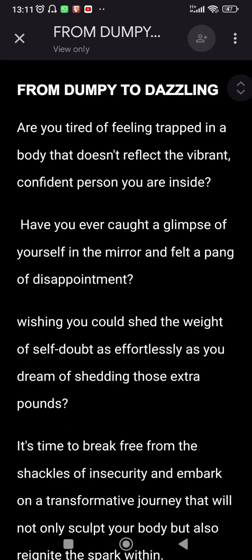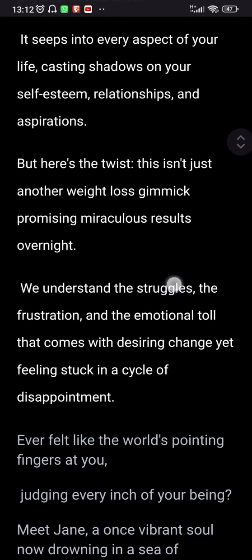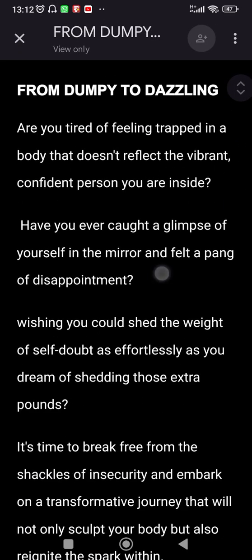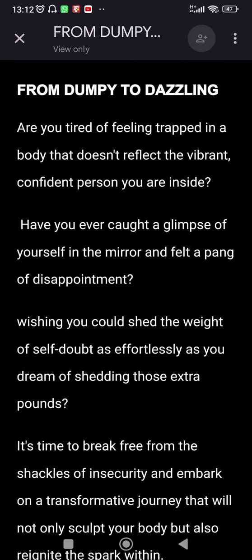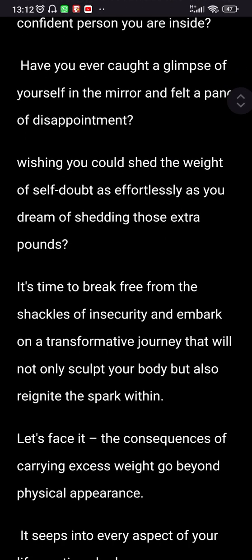Okay, so all of this part where you're writing so many things are not important. I'm going to show you where you should start writing your emails. If I was the one writing this email, I'll show you where I will start. So everything here about, are you tired of feeling trapped in a body that doesn't reflect the vibrant, confident person that you are? Have you ever? Those are all things that should be on a sales page, not on an email.